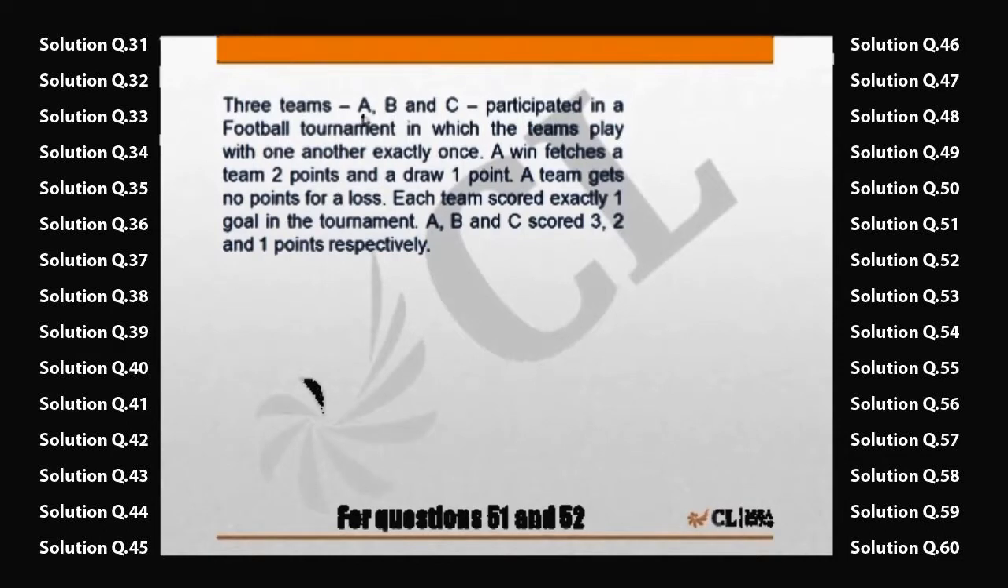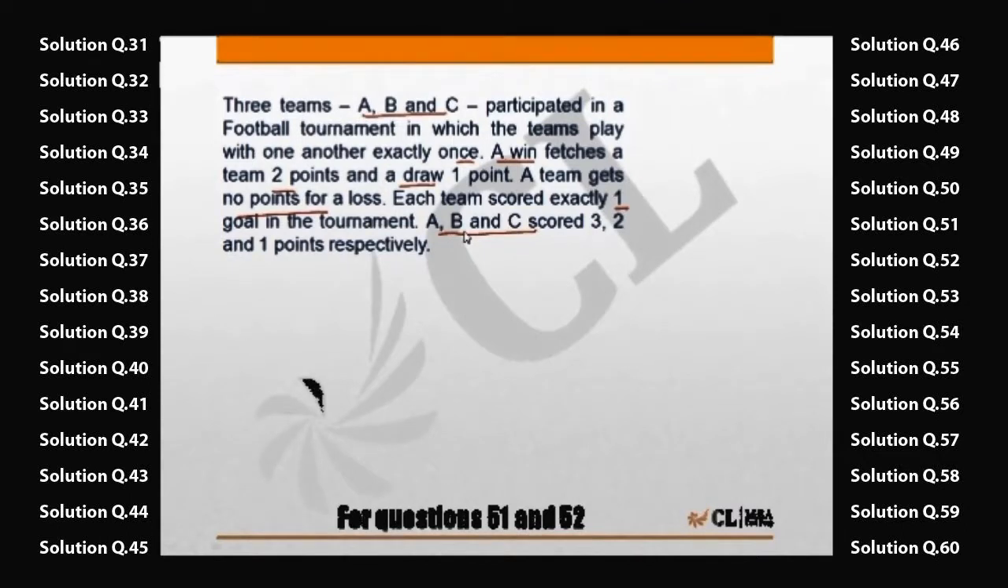3 teams A, B, C participated in a football tournament in which the teams play with one another exactly once. A win fetches a team 2 points, a draw 1 point, a team gets no point for a loss. Each team scored exactly 1 goal in the tournament. A, B, C scored 3, 2 and 1 points respectively.